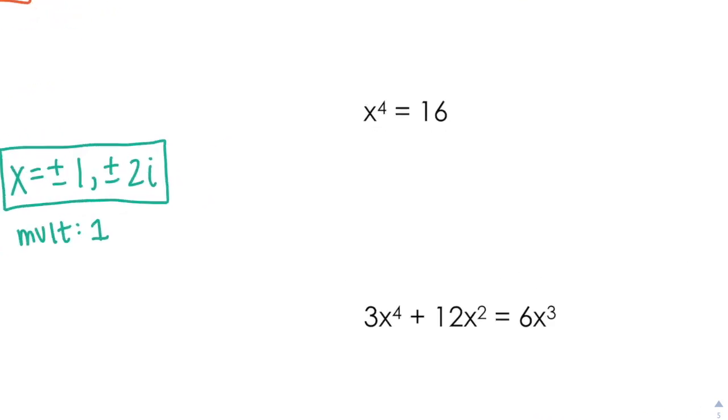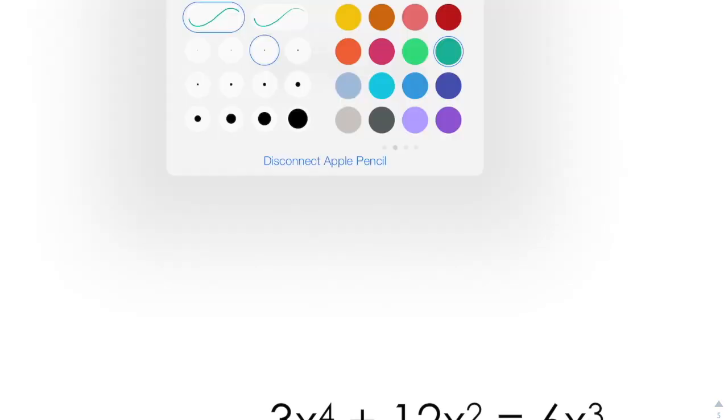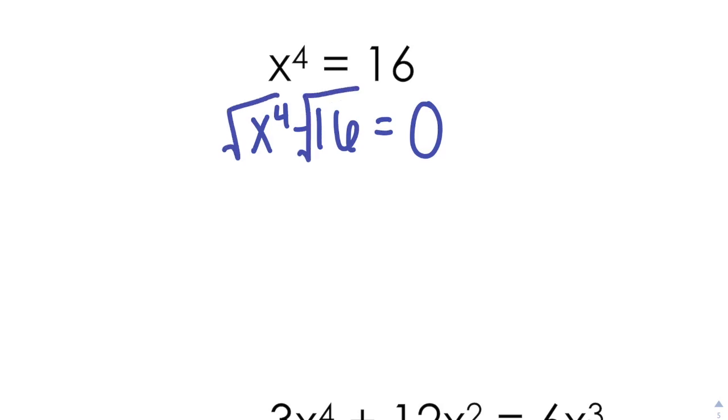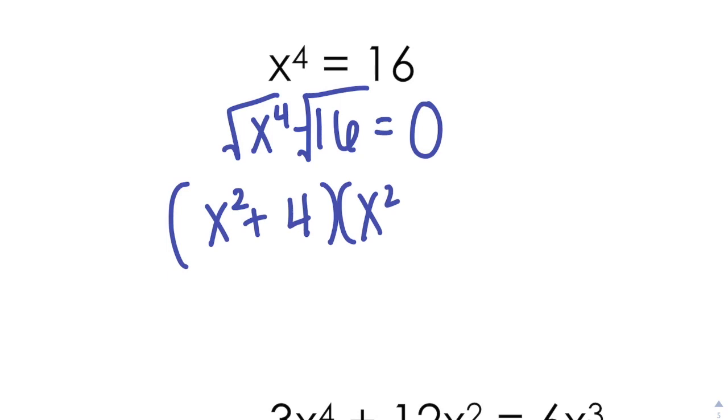Okay, over here, x to the 4th equals 16. Well, if I set it equal to 0, I get x to the 4th minus 16 equals 0. Hopefully you're recognizing this as something. I can't set up my x. I mean, I could try to factor by grouping. Those are both perfect squares. What's the square root of x to the 4th? x squared. What's the square root of 16? 4. Remember DS, difference of squares. So x squared plus 4 times x squared minus 4. And if I do this correctly, I should get 4 answers.